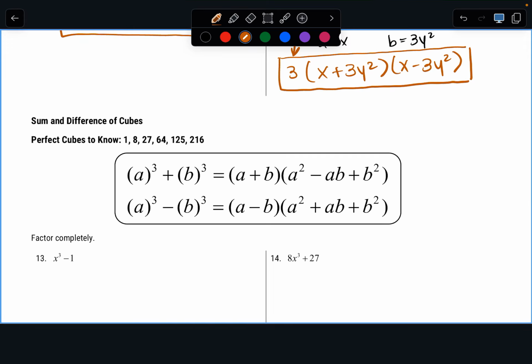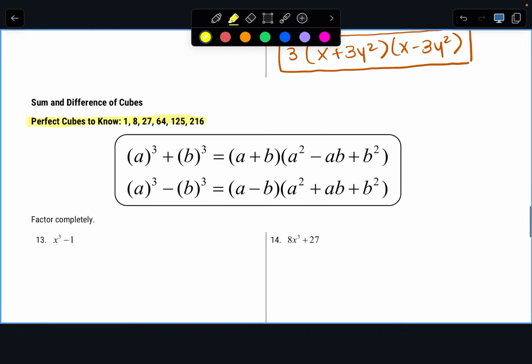sum and difference of cubes. Second formula. If you look at the list that we give you, because we don't ever ask you for things outside of these numbers that we include on your paper. The highest we will go is 216, which is 6 cubed. Those are the only ones you have to know. We will never ask you anything other than those.